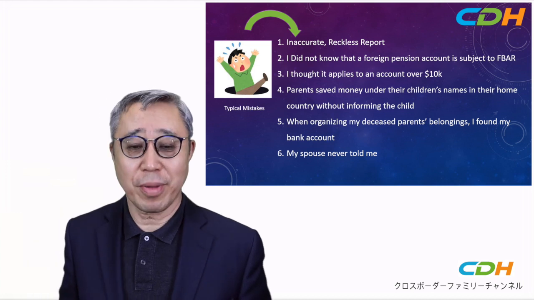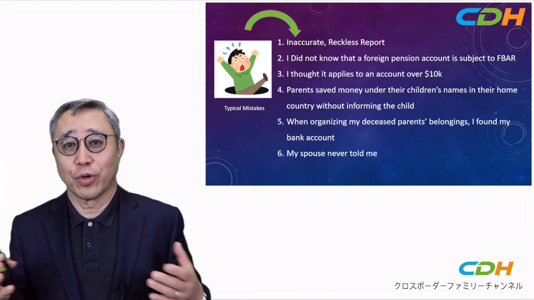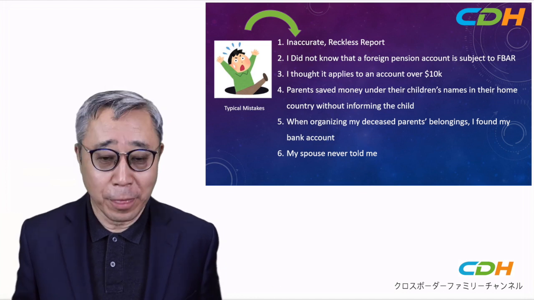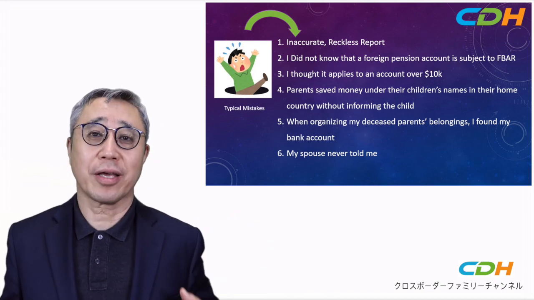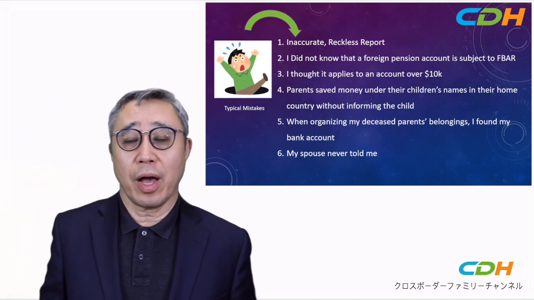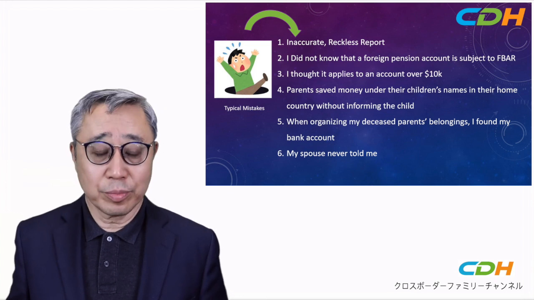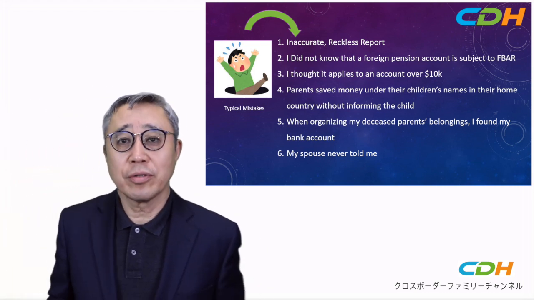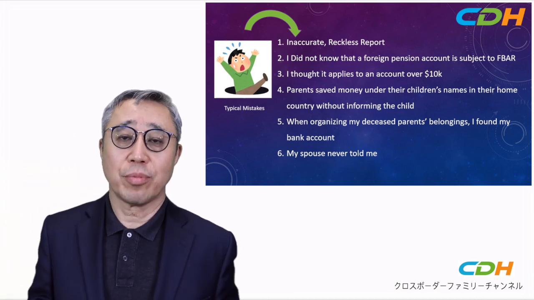Well, the last case is my spouse never told me that she had an account. We filed joint tax returns, and obviously we missed reporting my spouse's bank accounts and investment accounts and so forth. These are very typical cases where our firm, CDH, has experience in trying to cure people's past FBAR issues.